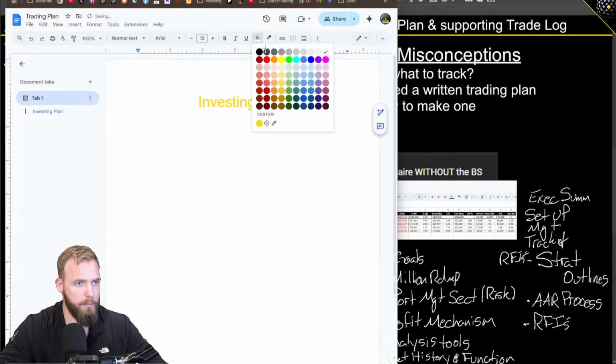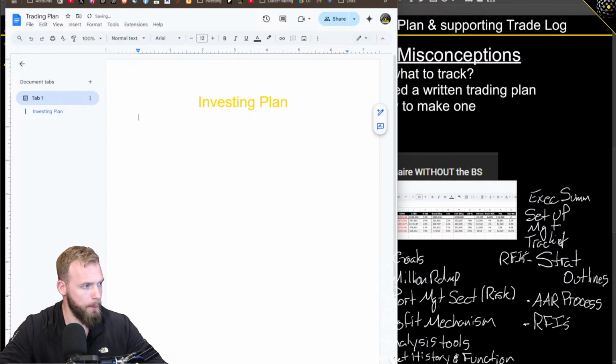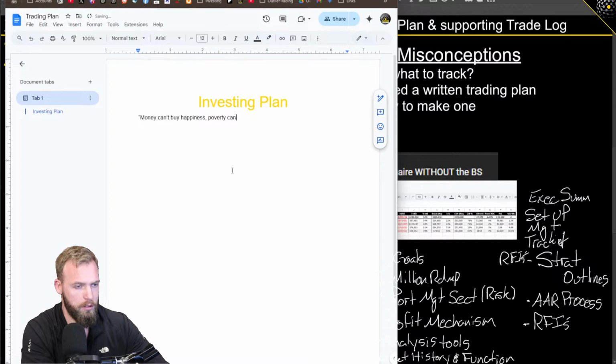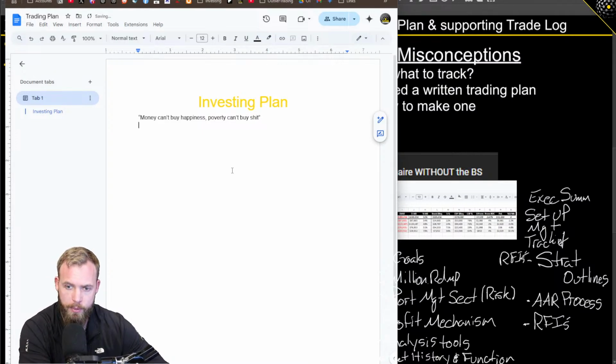And then again, for me, I typically have a quote. The reason why I have the quote is it's just a reminder for when I click into this. There's a few of them. So the first one is something my mentor used to say to me when I used to have different feelings about trying to make a bunch of money. He used to say to me, money can't buy happiness, poverty can't buy anything.